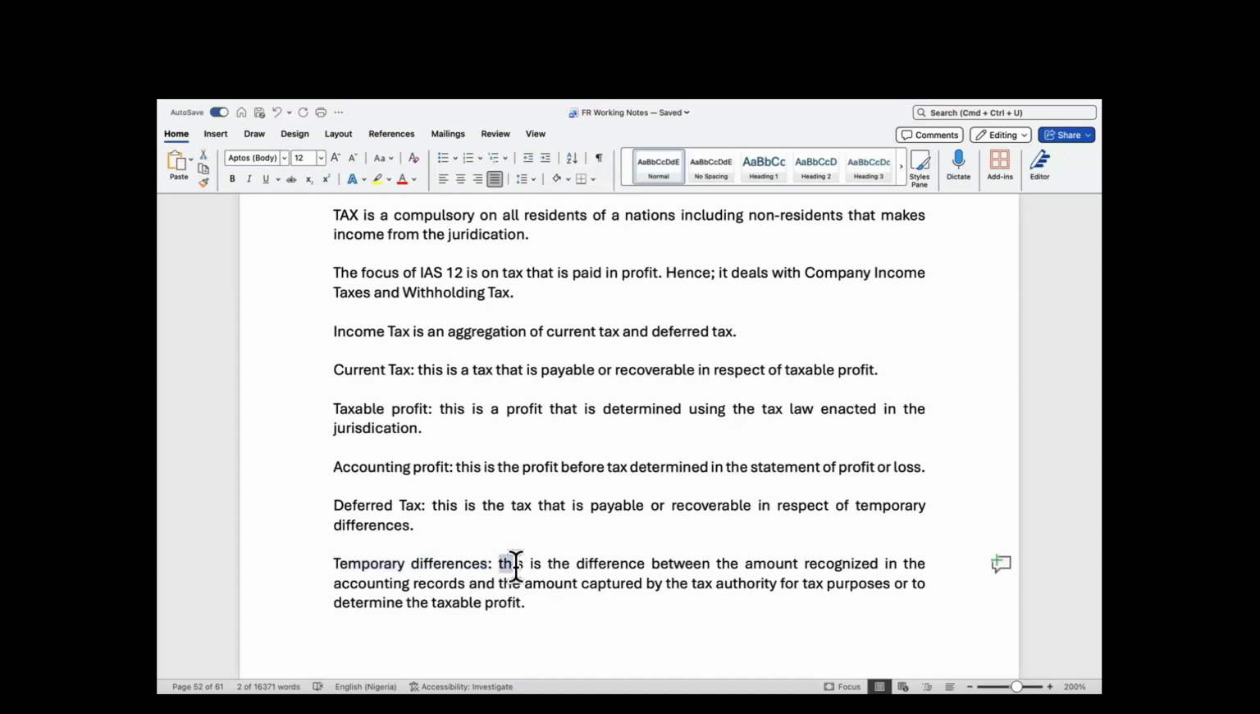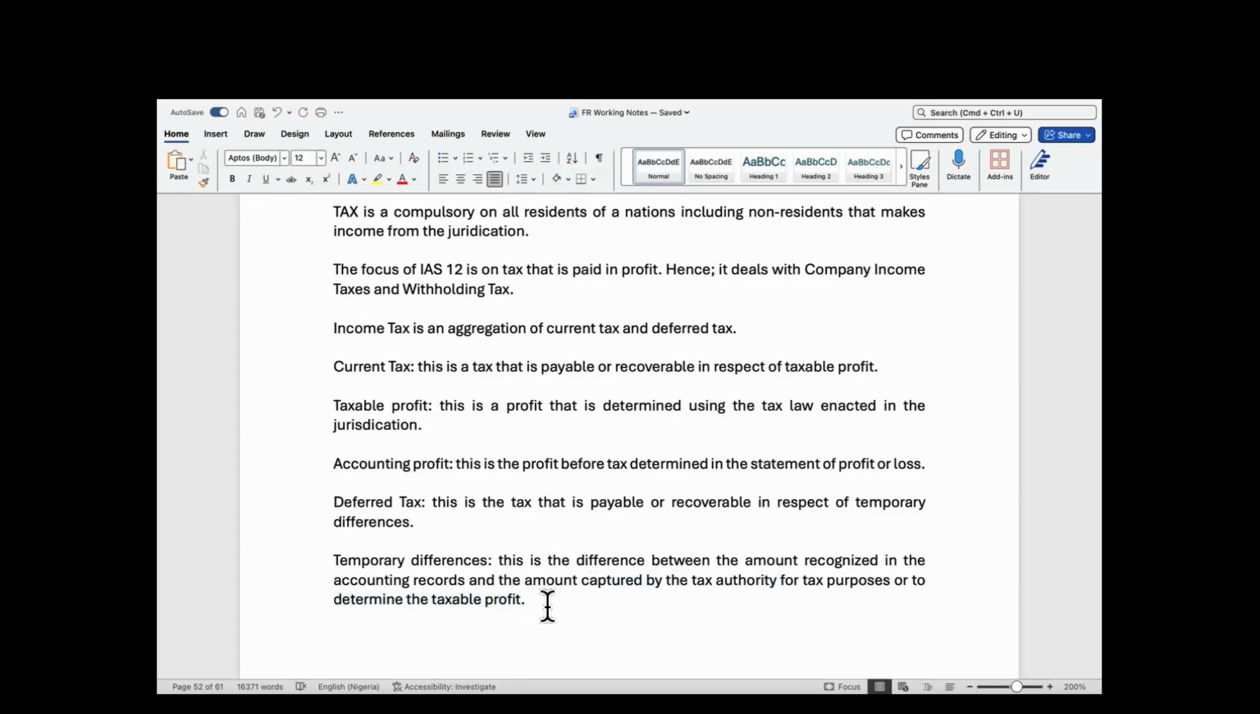Again, I said temporary difference. So this is the difference between the amounts recognized in the accounting records and the amount captured by the tax authority for tax purposes, or amount captured by the tax authority to determine the taxable profits. So the difference between the two is what we call taxable profits. And you see, the amount recognized in the accounting records is known as carrying amount. You'll see me calling it carrying amount.